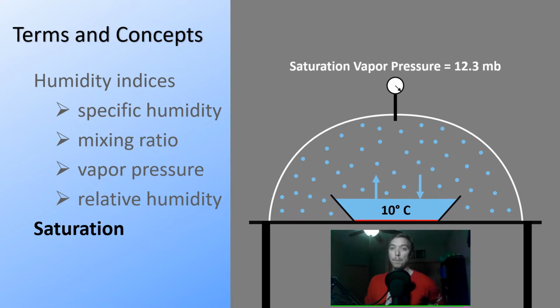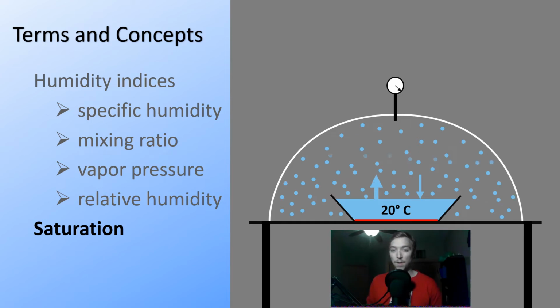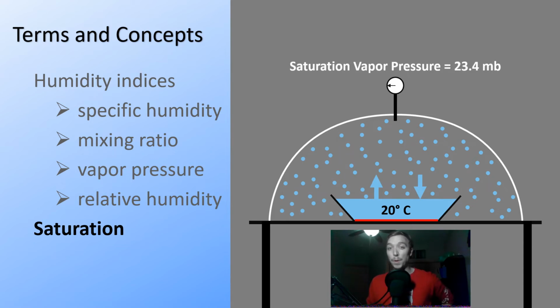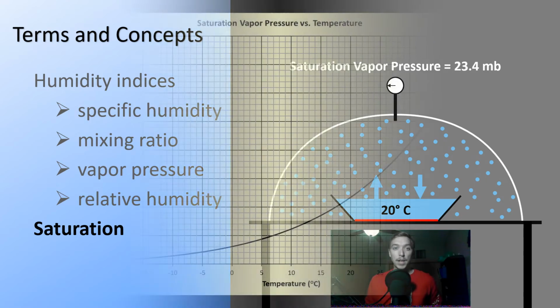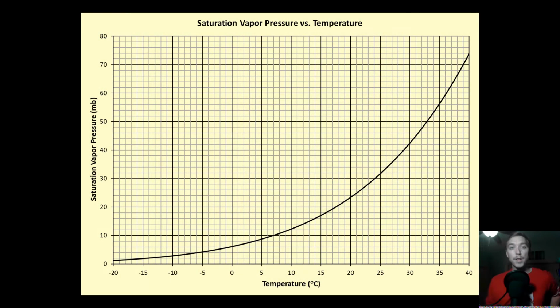So saturation vapor pressure here is equal to 12.3 millibars. At 20 degrees Celsius, it's actually equal to 23.4 millibars. So if we look at this graph here, saturation vapor pressure versus temperature, we see this nice increasing curve from negative 20 degrees Celsius through 40 degrees Celsius mapped here.